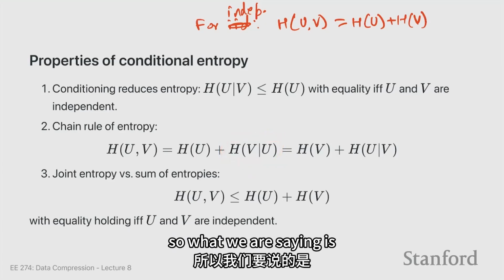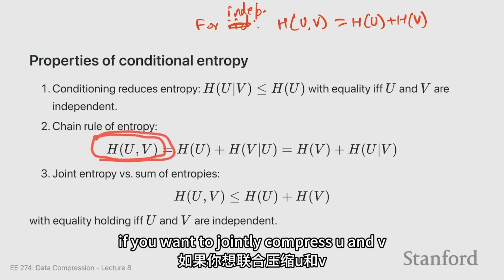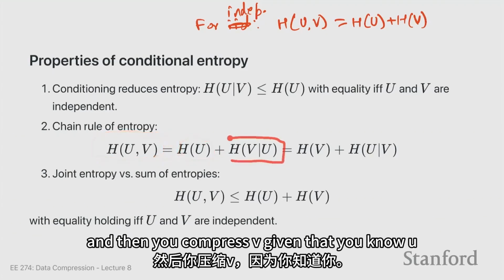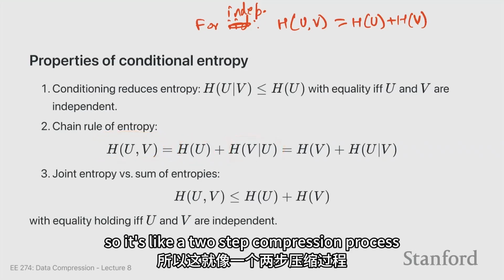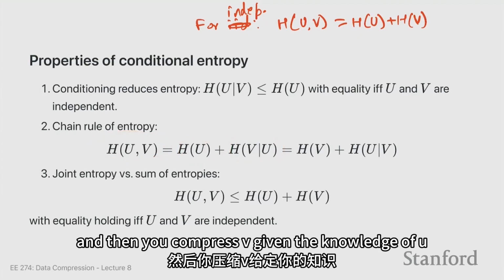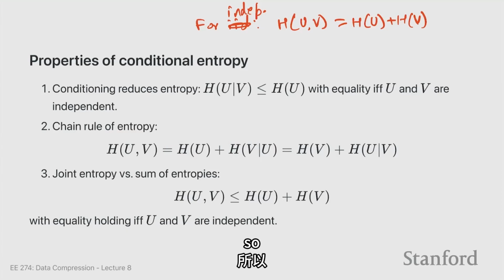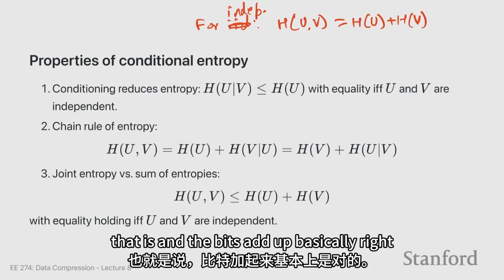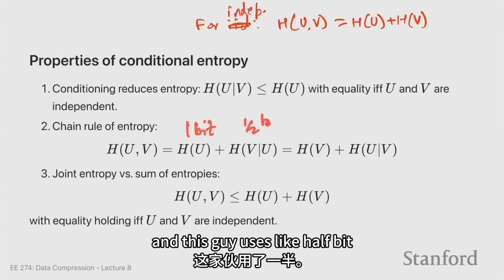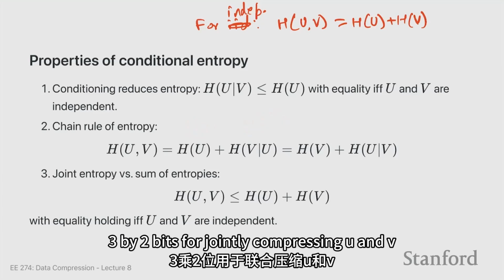So what we are saying is, if you want to jointly compress U and V, you first compress U on its own, and then you compress V given that you know U. It's a two-step compression process, and the bits add up. So maybe this one uses 1 bit and this one uses half a bit, and overall you get 3/2 bits for jointly compressing U and V.